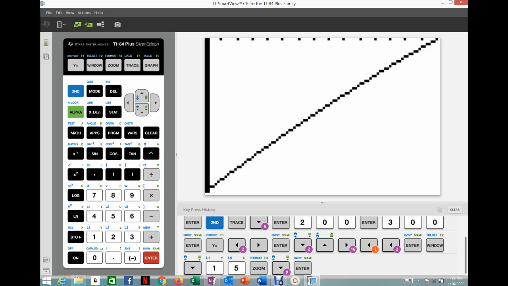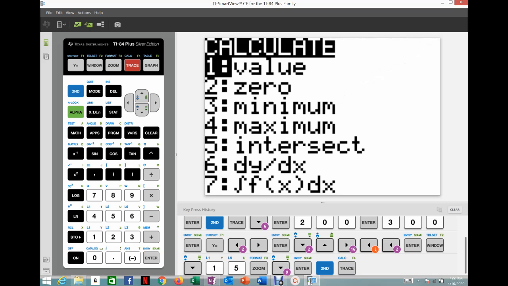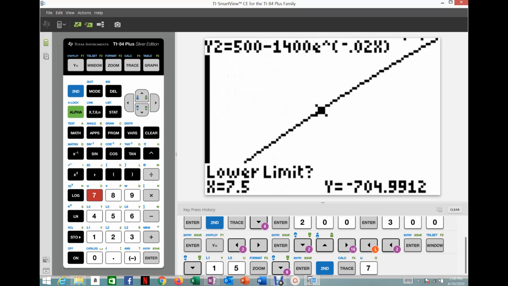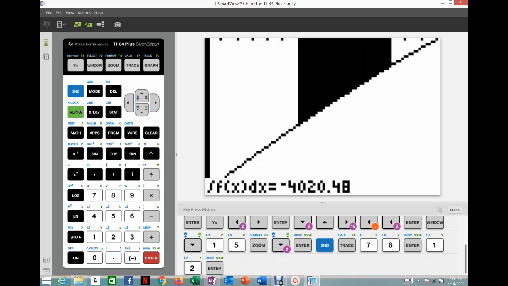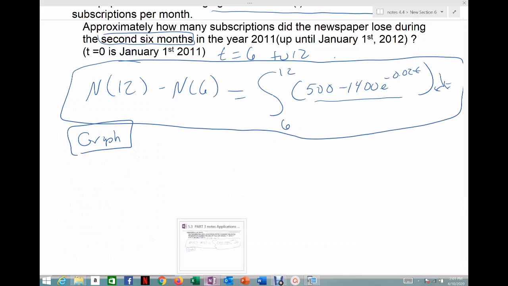There's my graph. Now I'm going to find my area. Second trace, pick 7, integrating from my lower limit 6 to my upper limit 12. There's what the calculator's giving me. When you go to show your work, show this picture, a simple sketch. So I'm going to go back and show what I want to see.